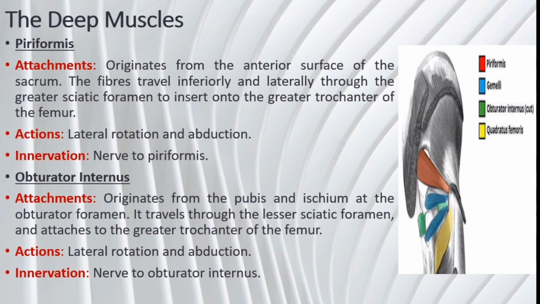Obturator internus. The obturator internus forms the lateral walls of the pelvic cavity. In some texts, the obturator internus and the gemelli muscles are considered as one muscle, the triceps coxae. Attachments. Originates from the pubis and ischium at the obturator foramen. It travels through the lesser sciatic foramen, and attaches to the greater trochanter of the femur. Actions. Lateral rotation and abduction. Innervation. Nerve to obturator internus.